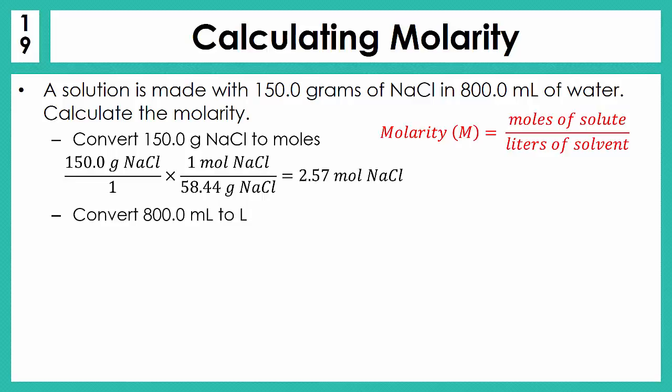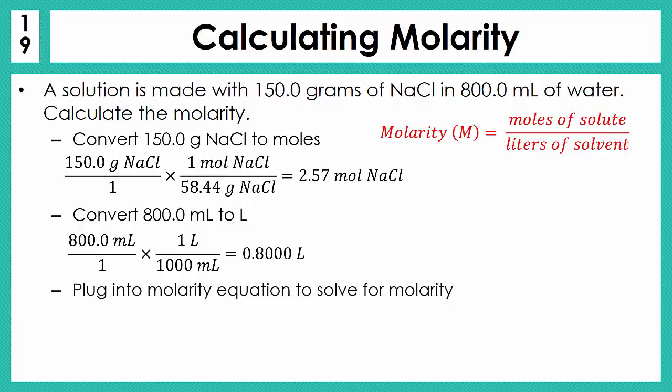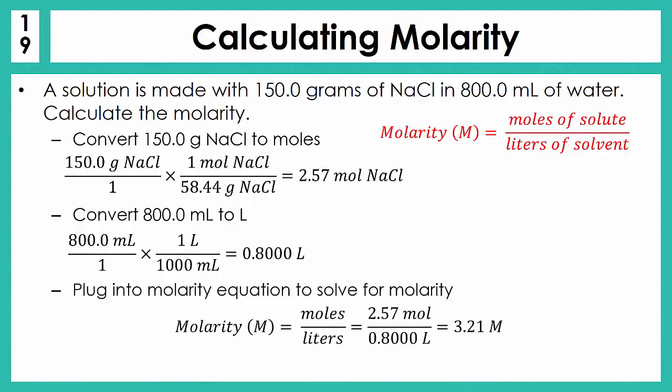Next, I want to convert the 800 milliliters into liters. So to do that, we just divide by 1,000 milliliters to get 0.8 liters. Plug those two numbers into my molarity equation, and that gives me my molarity, 3.21 molarity, or molar, or you could say moles over liters.